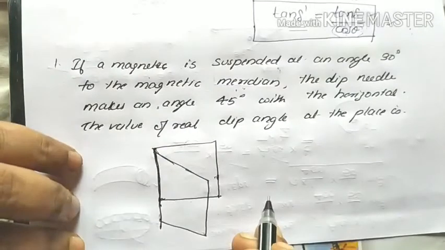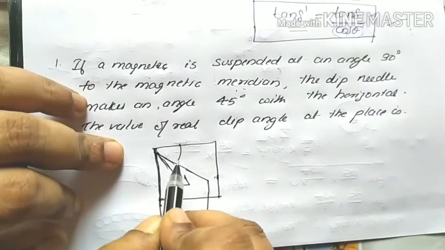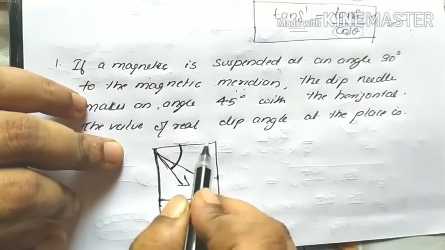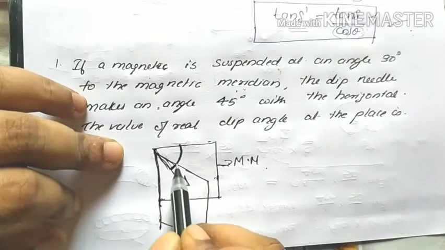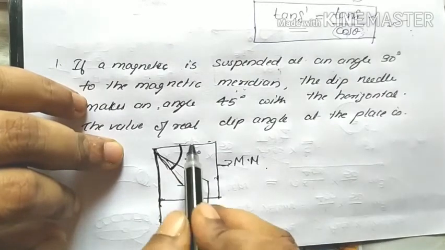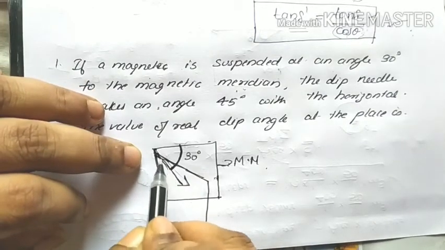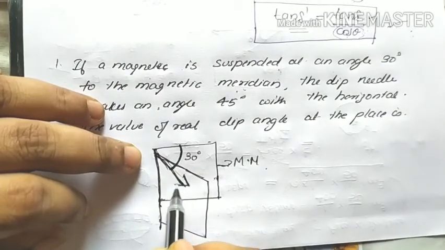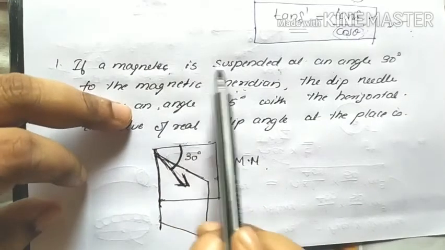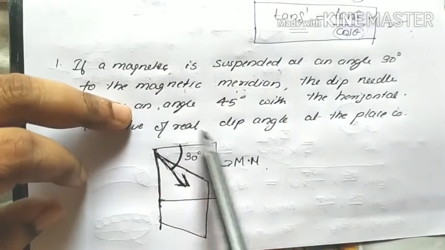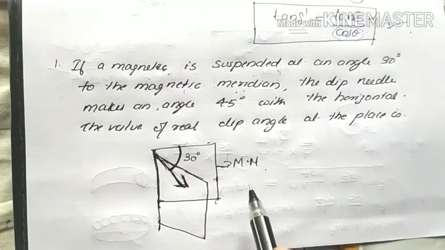Clear? This is the needle, say, and this needle is making 30 degrees with the magnetic meridian. This is your magnetic meridian. So that means the angle between them is 30 degrees. Where is this needle lying? This needle is lying in another plane, because it has been told that the magnetic needle is making an angle of 30 degrees with the magnetic meridian. So it is not lying on the magnetic meridian; it is lying in some other meridian or some other plane.